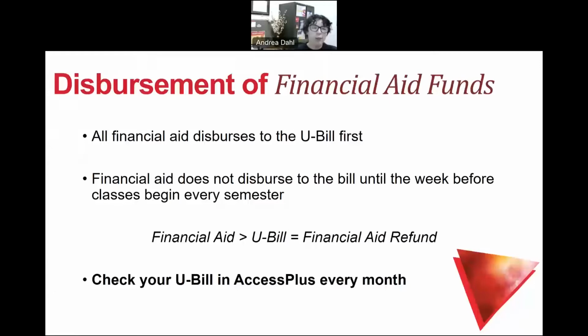Just as a reminder for how disbursement of financial aid funds works, all of your financial aid, including grants, scholarships, and loans, will be applied to your U-bill first, typically the Tuesday night before classes start. If there are funds remaining after your financial aid pays your U-bill in full, you'd be sent a refund. So make sure you have signed up for direct deposit just so those funds can be applied to your bank account. It's important to check your U-bill on Access Plus every month just to see if there are any charges that need to be paid too.